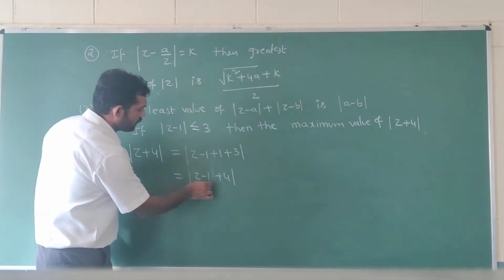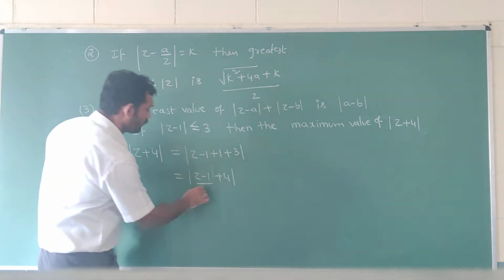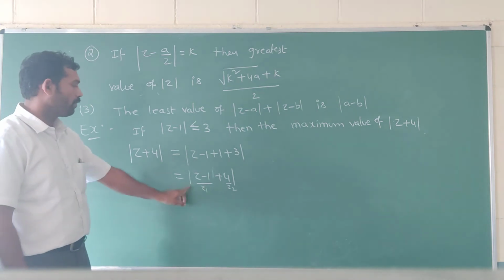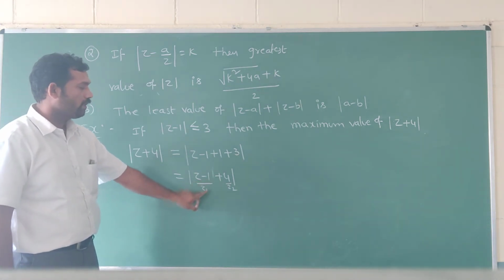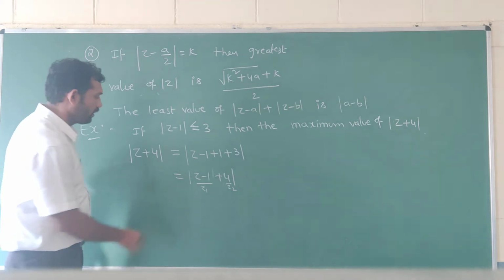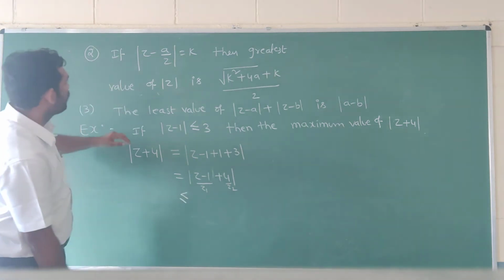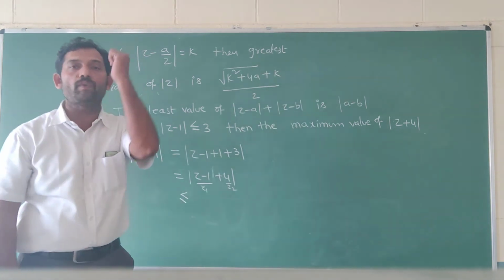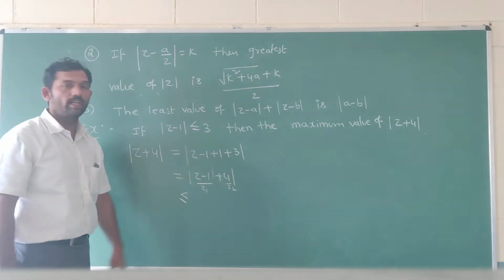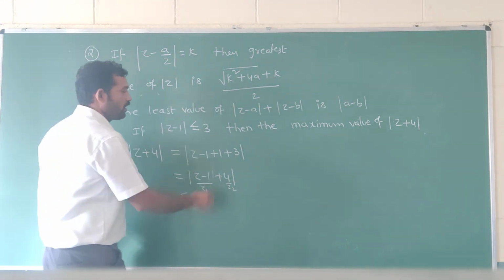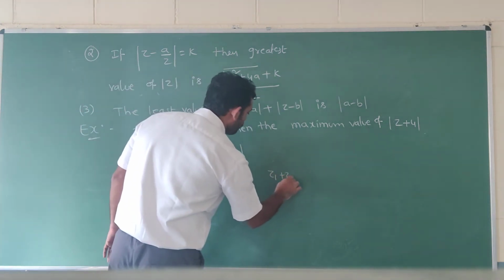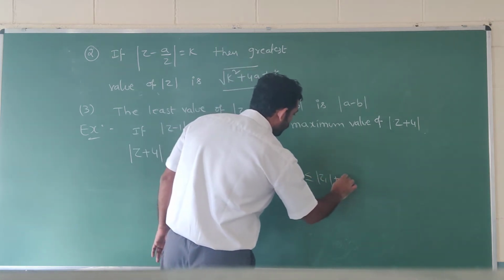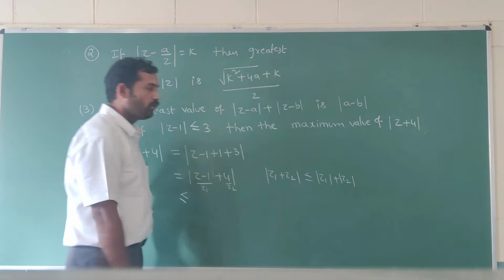So this I will consider as z1, and this I will consider as z2. So what happens to this value, modulus of z1 plus z2? The formula is what? You see the first inequality: modulus of z1 plus z2 is less than or equal to modulus of z1 plus modulus of z2, right? So you apply that formula.